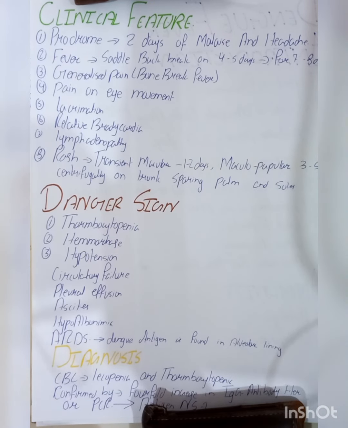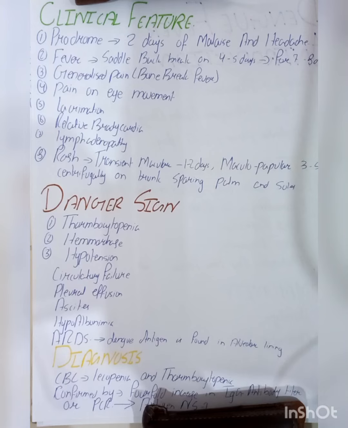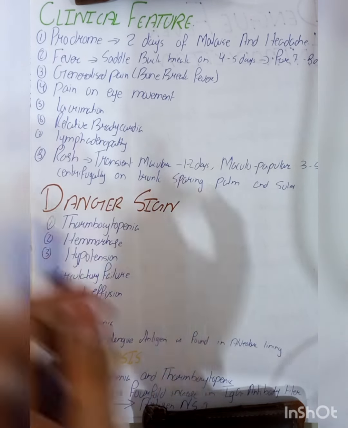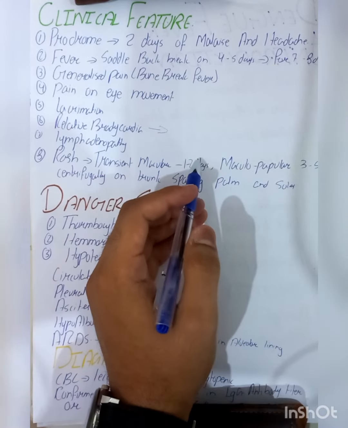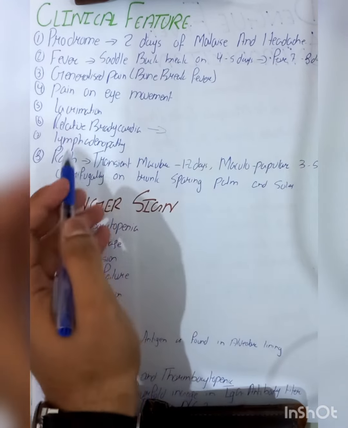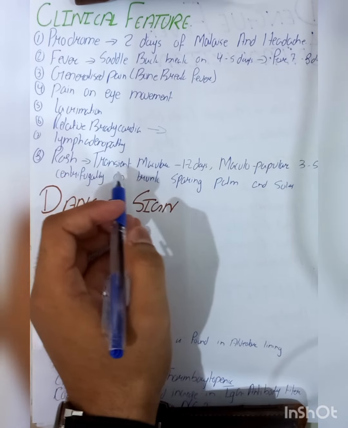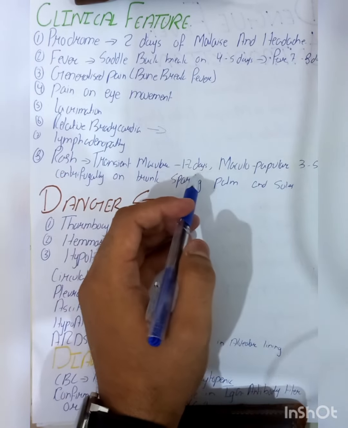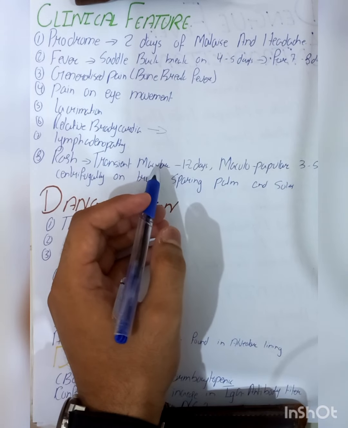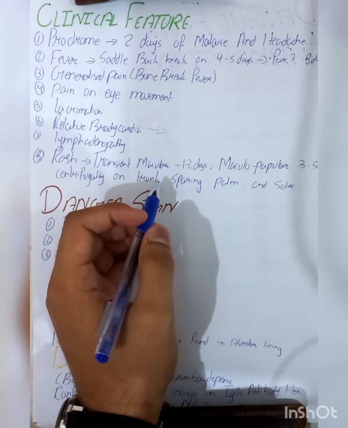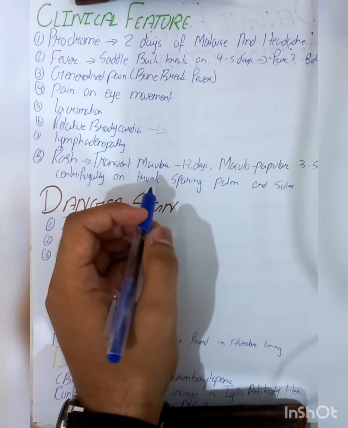There is pain on eye movement, which is a typical feature of dengue virus, and there is also lacrimation. There is a relative bradycardia, which is also seen in typhoid fever. There can be lymphadenopathy. There can be a rash which occurs at 1 to 2 days, which is a macule. What is meant by a macule? A macule is a flat, non-palpable lesion which is less than 1 centimeter.